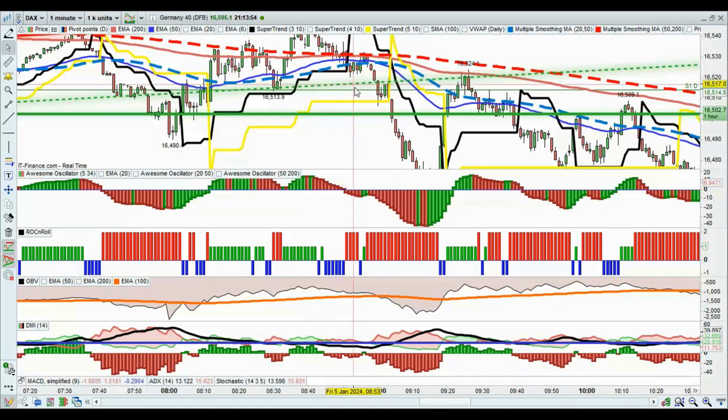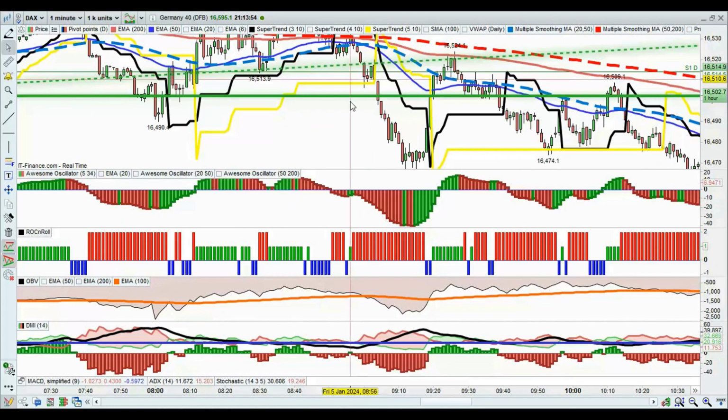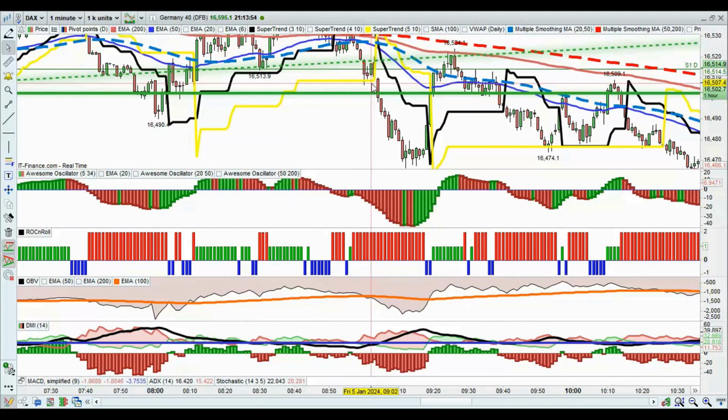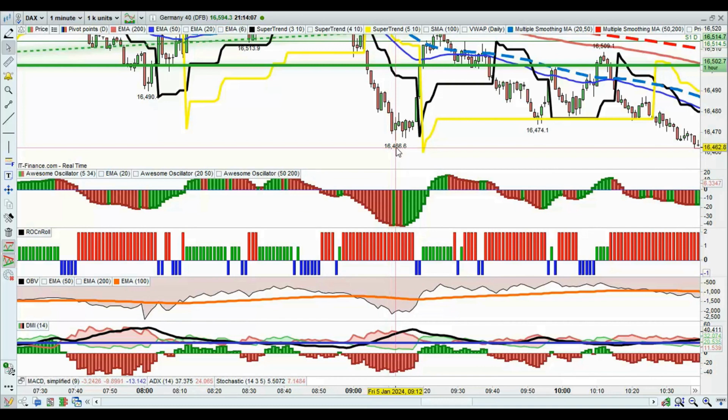So from that entry there at 16,523, the DAX fell through Supertrend 510 as well, and got to a low here of 16,466. You can see the bars on the awesome oscillator were starting to get bigger as that sell happened, and of course the OBV, this line here, crossed through the 100 EMA and continued to fall, and the same with the DMI here. So that was the next trade.